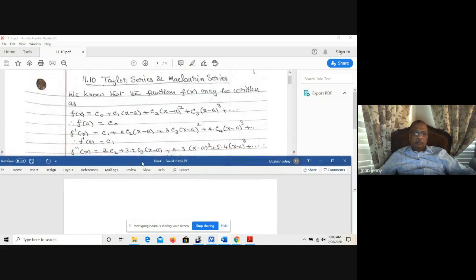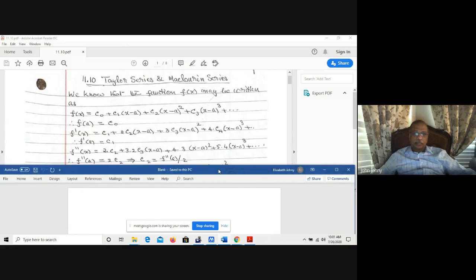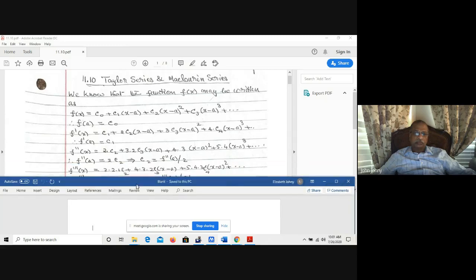Differentiate f′(x) once again, you get f″(x) = 2 times c2 times 1 plus 3 times 2 times c3 times (x − a) plus etc. Again substitute x = a, you get f″(a) = 2c2, or c2 = f″(a) divided by 2.